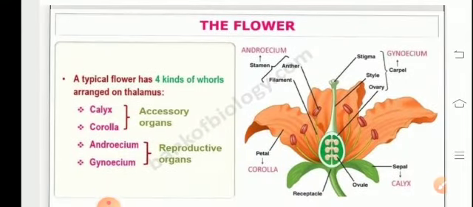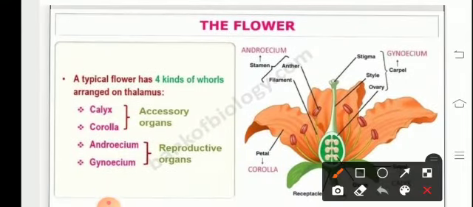The detailed pictorial view of the flower. A flower basically comprises 4 whorls, 2 accessory and 2 reproductive whorls. The accessory whorls are basically the calyx and corolla, whereas the essential or reproductive whorls are the androecium, that's for male, and the gynoecium, that's the female.